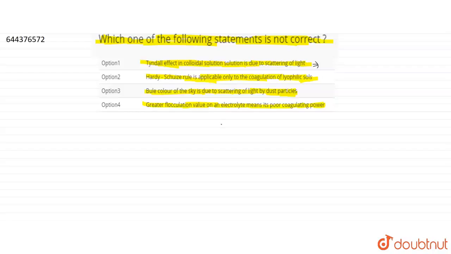This illuminated path of the beam is due to scattering of light. So what happens when we have a beam of light, like light from the sun, and a colloidal sol placed in front of the source of light?